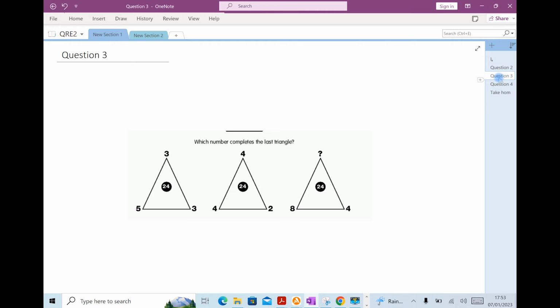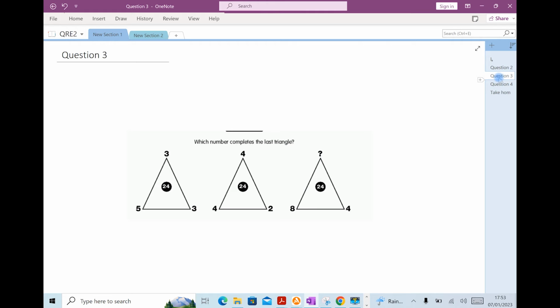Again, take a moment, pause the video, take a moment to think about what is happening here. We've got 3 triangles, each with 4 numbers, except the third triangle, which has a question mark on the top. And we need to find out what number should be there. Pause this video and think about what patterns these triangles have here.